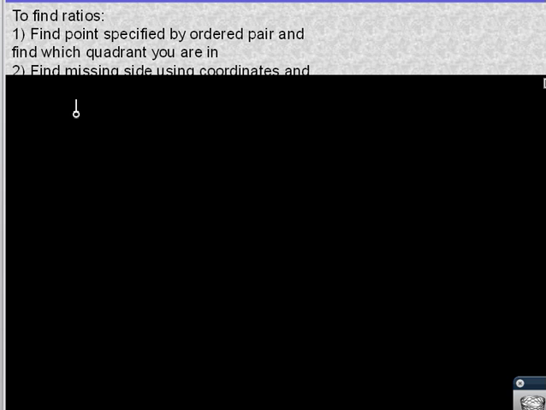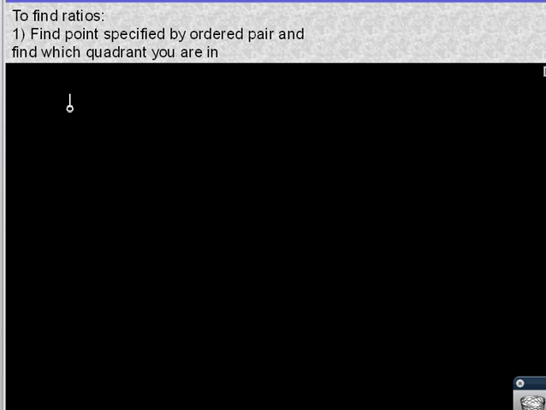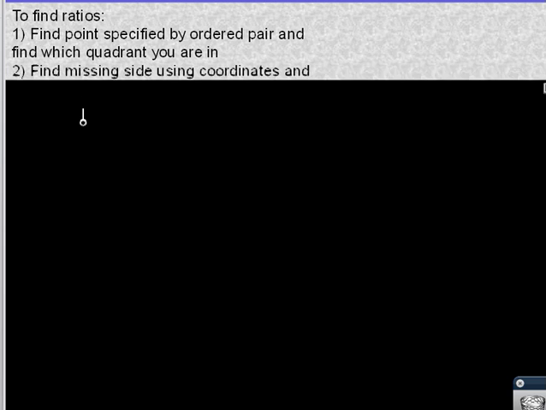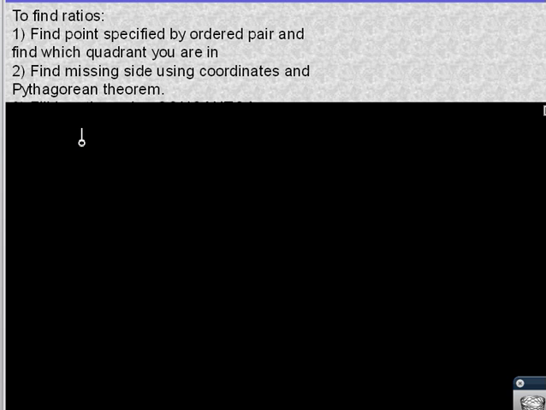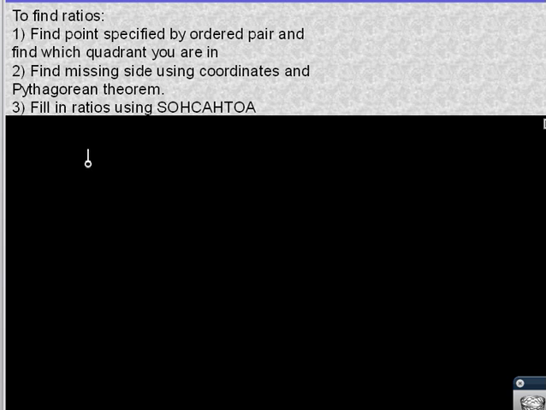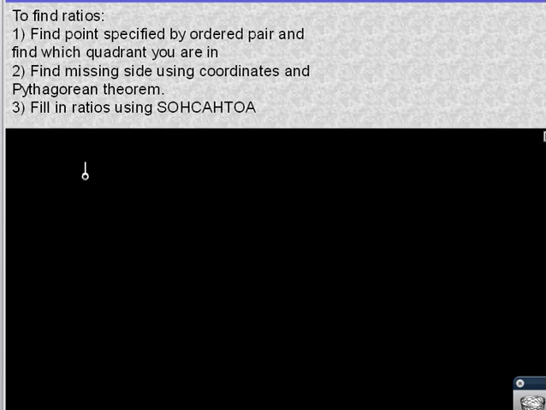All right, so to find ratios with an ordered pair, you find the point specified by the ordered pair and find out which quadrant you're in. You find the missing side using coordinates and Pythagorean theorem. And then you're going to fill in the ratios using SOHCAHTOA and then find your reciprocal trig functions. And the reason I say don't necessarily say hypotenuse, because we're going to get into some problems where you're going to need to find a leg because you already know the hypotenuse, and we'll get to those later.